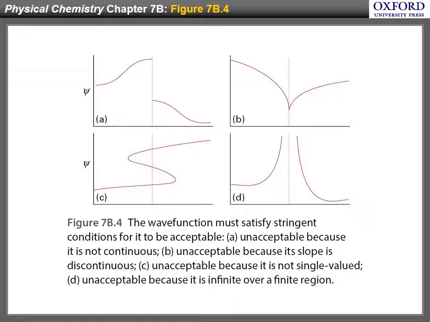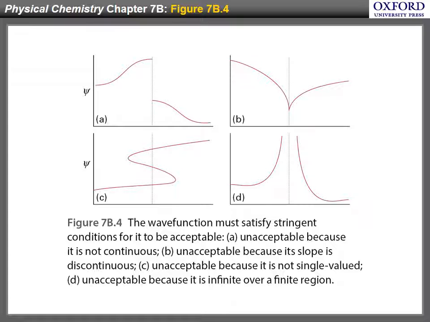Now, the Born interpretation does put some restrictions on the acceptability of a wave function. One of these is that the wave function must not be infinite over a finite region. If it was infinite, obviously it would not be square integrable, and the normalization constant would be 0.